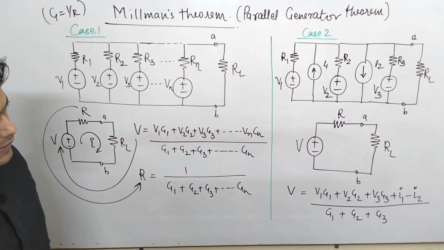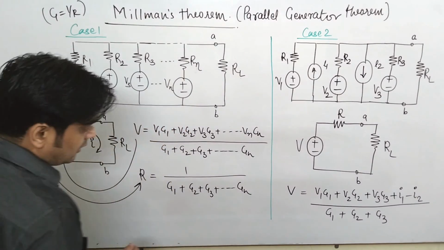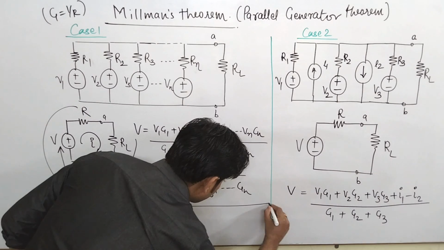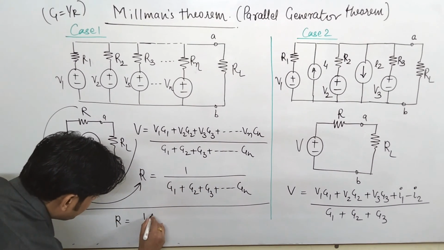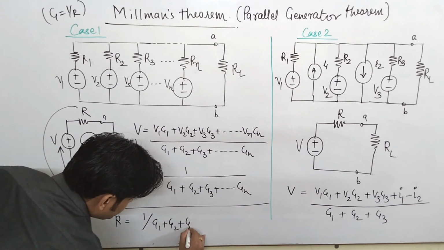Now when you have to find the value of R, how will we find it? For finding the value of R, I will find it here. Now please see, here I can write the value of R. The value of R again comes to be 1 upon G1 plus G2 plus G3.